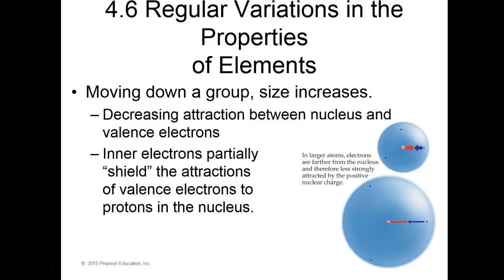As we move down a group, the size increases, decreasing attraction between the nucleus and valence electrons. If you don't have a strong attraction, it's just going to be bigger. The stronger the attraction, the more, I don't want to say sucked in per se, you're going to be closer to that nucleus. Those inner electrons partially shield the attractions of valence electrons to the protons in the nucleus. In the larger atoms, the electrons are further from the nucleus, therefore less strongly attracted to the positive nuclear charge. As you can see, the weaker attraction here versus a stronger attraction when they're closer together.